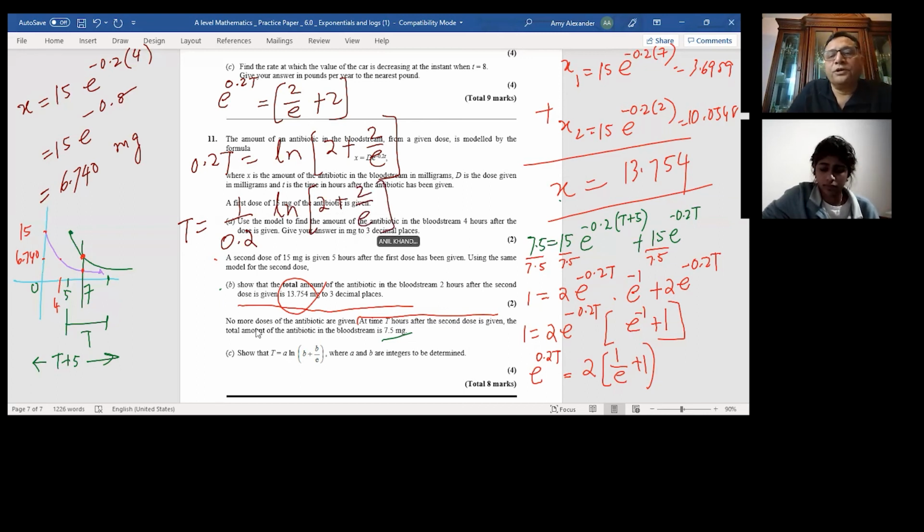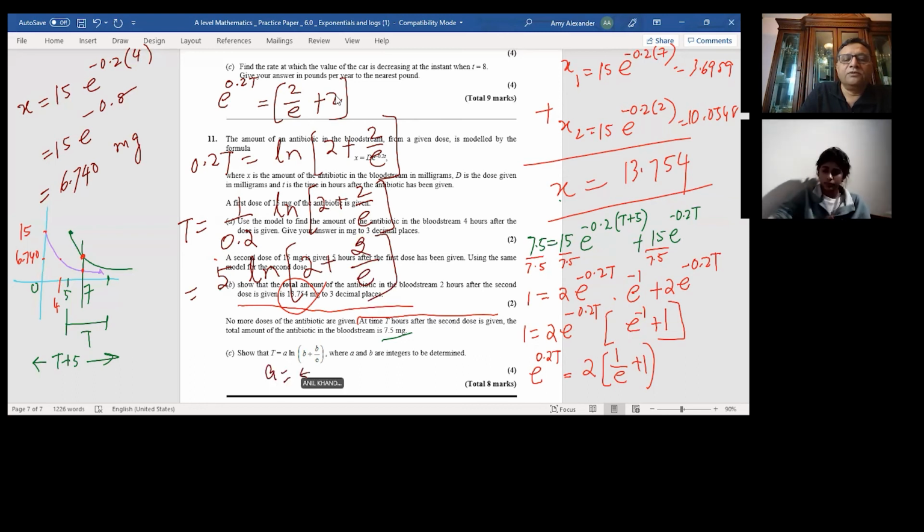So 1 over 0.2 is how much? 10, right? Yeah, so you can multiply by 10. So we get 10 over 2, which is 5. So we get 5 times ln 2 plus 2 over e. Is it okay? When you compare, A equals 5 and B equals 2.